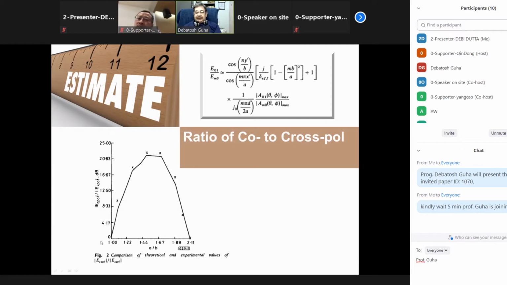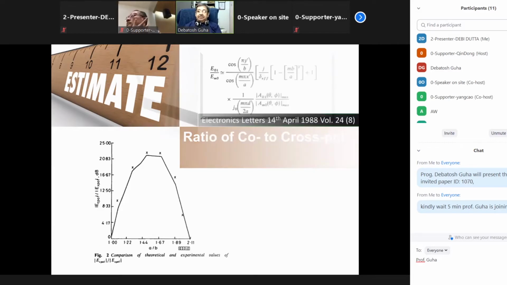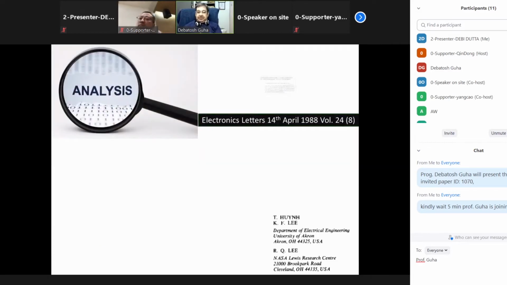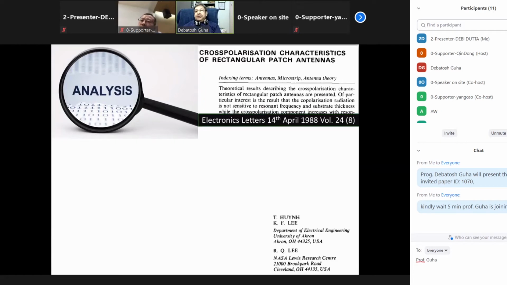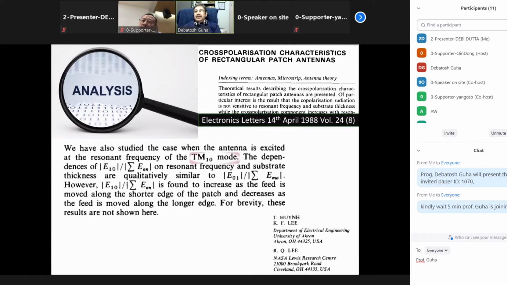So from that investigation, one interesting point was picked up by Professor Kai-Fong Lee and his group at the time. The subsequent year, it is 1988, they particularly pointed out a very interesting feature of a microstrip patch, particularly for a rectangular patch. That is, the orthogonal mode is the source of cross-polar radiation. They specifically mentioned, they calculated and presented the results.